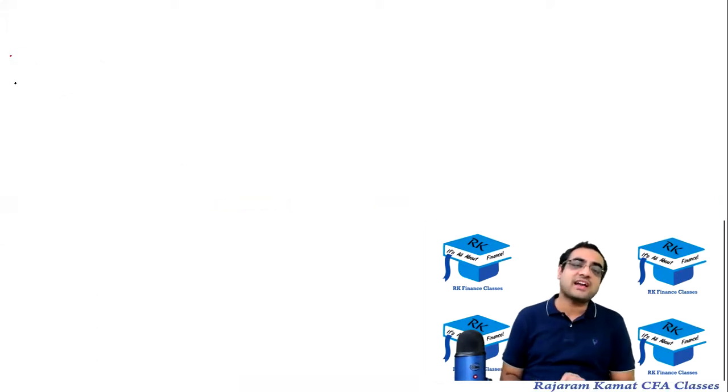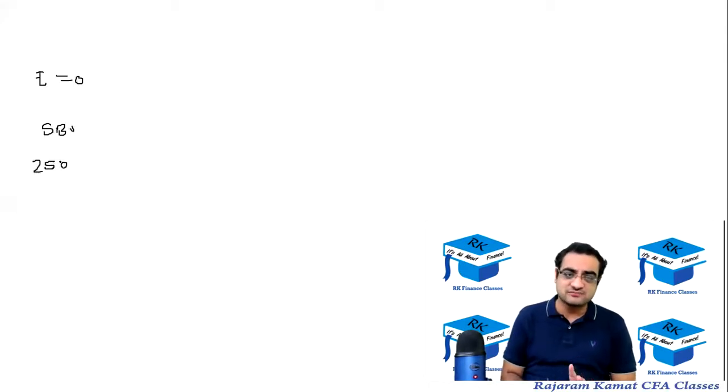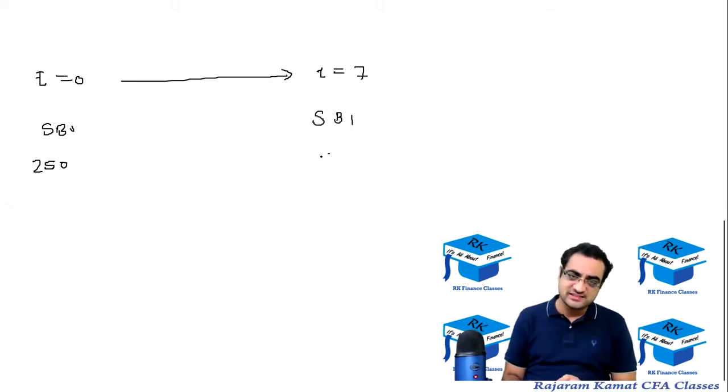So let's say today I invest into SBI. At T equal to 0, I invest into SBI. SBI का stock I think कुछ 250 के आसपास चल रहा है. And I'm going to sell it after 7 years. And expected price of SBI after 7 years is, let's say, 600.